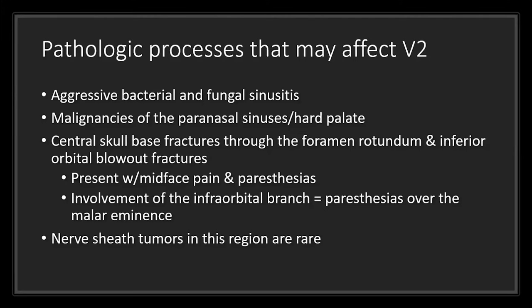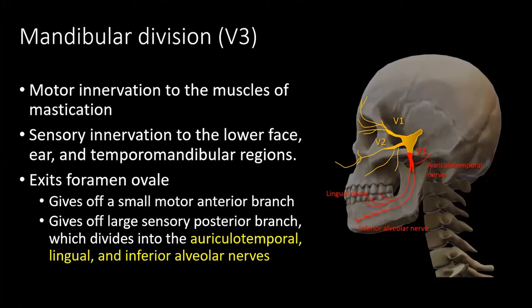And similar to V1, it's very rare to have a nerve sheath tumor. Finally, the mandibular division provides sensory to basically the mandible and lower face, and also motor to the muscles of mastication. It extends out through the foramen ovale. The motor branch is actually a very small branch relative to the sensory portion of the nerve. And then it gives off the auriculotemporal nerve, the lingual nerve, and then the inferior alveolar nerve.